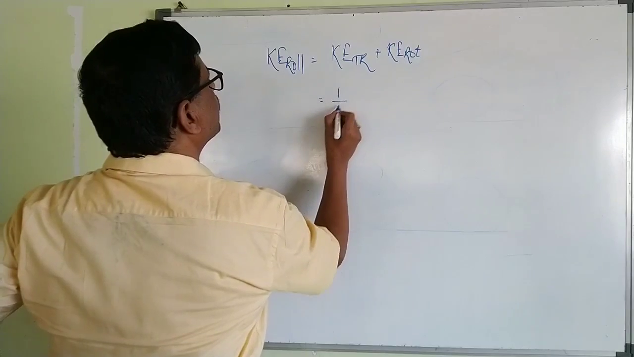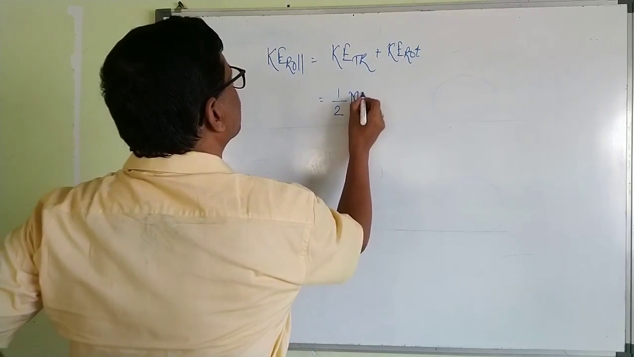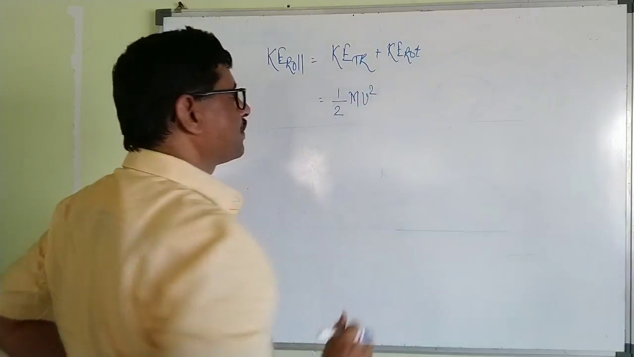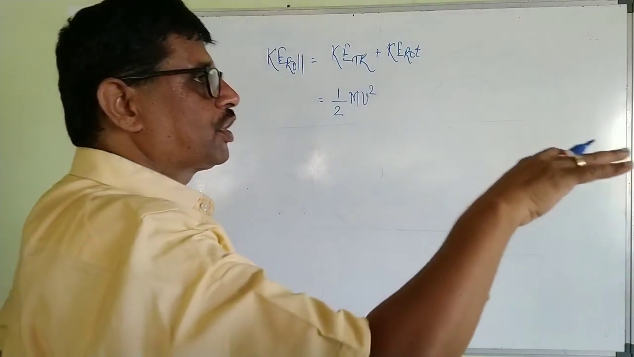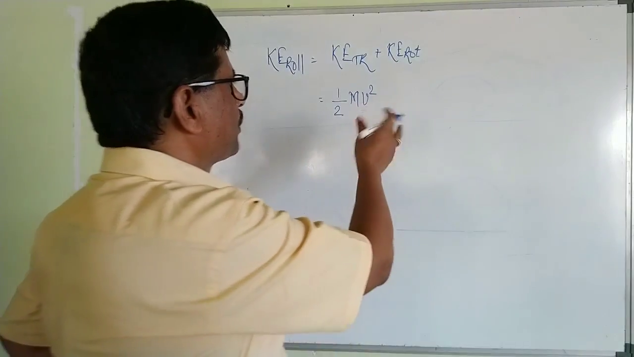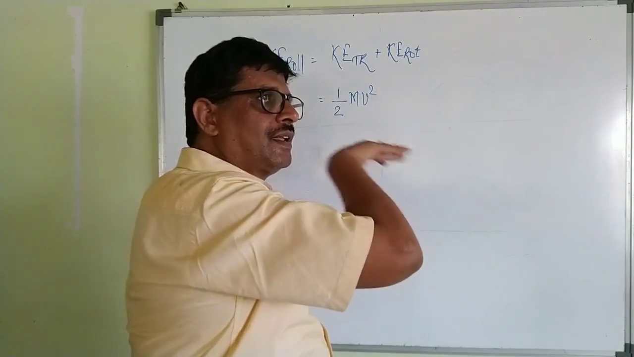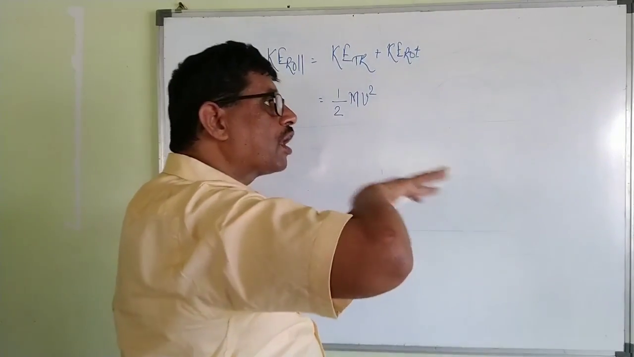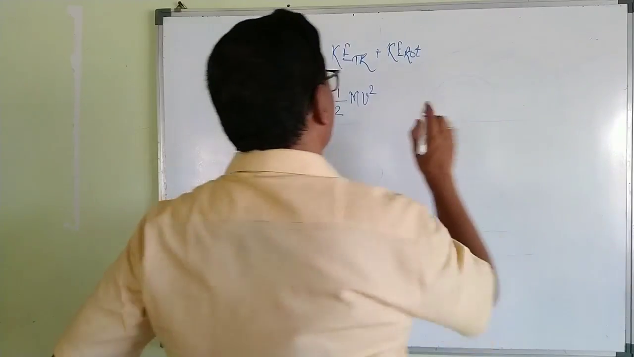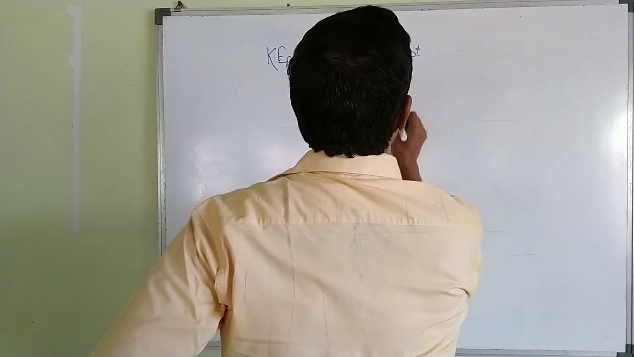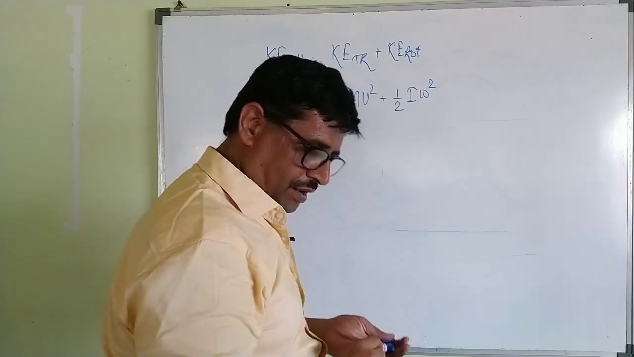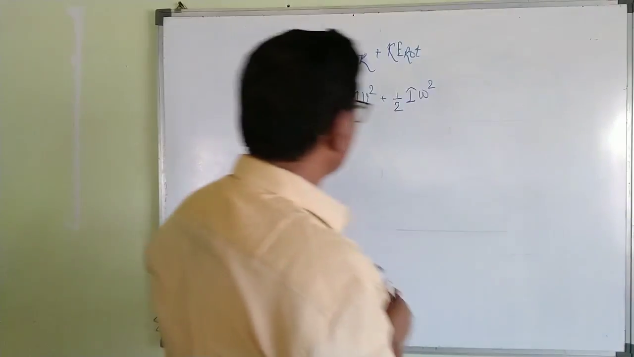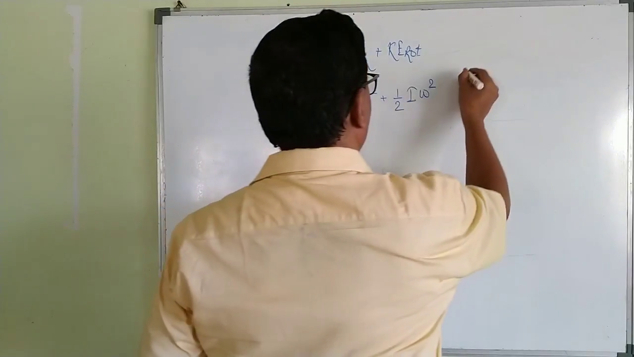We know kinetic energy of translational motion is half m into v square. Capital M is the mass of the object, V is the translational velocity. It is the velocity of the center of mass, and same will be the translational velocity of all particles of that rolling body, plus half of I into omega square, where omega is the angular velocity of the particle of the rotating body.